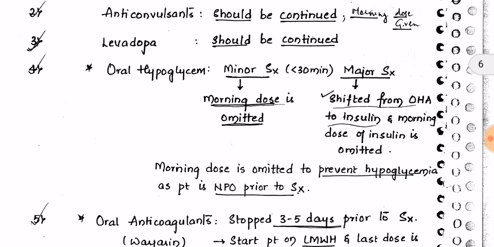In case of major surgery, that means lasting for more than 30 minutes, if the patient is taking oral hypoglycemic agents, we have to shift OHA to insulin. Then we have to switch to insulin, and the morning dose of insulin has to be omitted. That means we don't have to give the morning dose, obviously, because we want to avoid hypoglycemia.